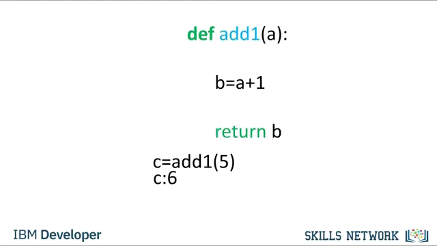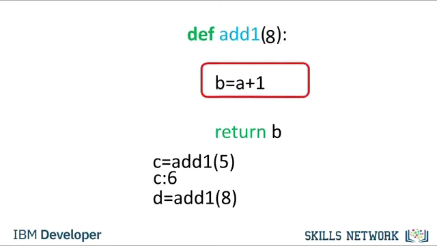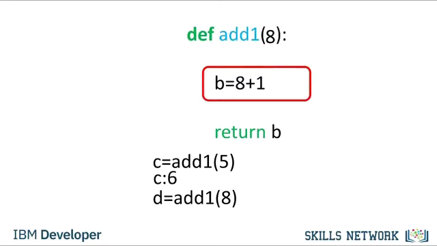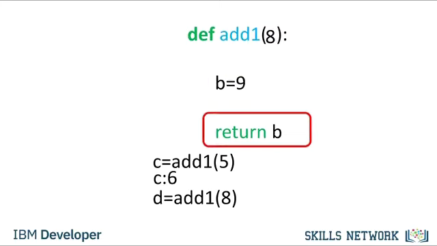If we call the function again, the process starts from scratch. We pass in an 8. The subsequent operations are performed. Everything that happened the last call will happen again with a different value of a. The function returns a value, in this case 9. Again, this is just a helpful analogy.